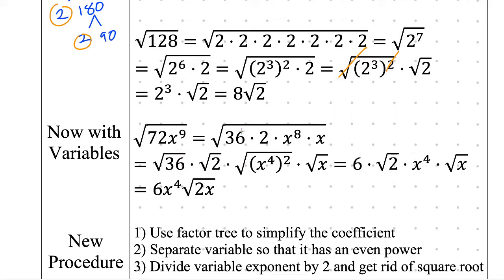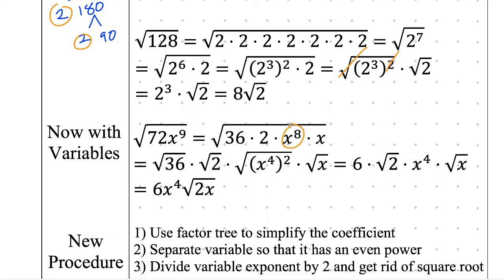So I'm doing the smart method here. I see that 72 is really 36 times 2, and 36 is that perfect square, which will make my life much easier. And the way that I separated this x to the power of 9 is I want an even number. So I do power of 8, and then I have 1 left over. If this was already an even number, then I don't have to do this step of breaking it apart. It's already there as an even number.